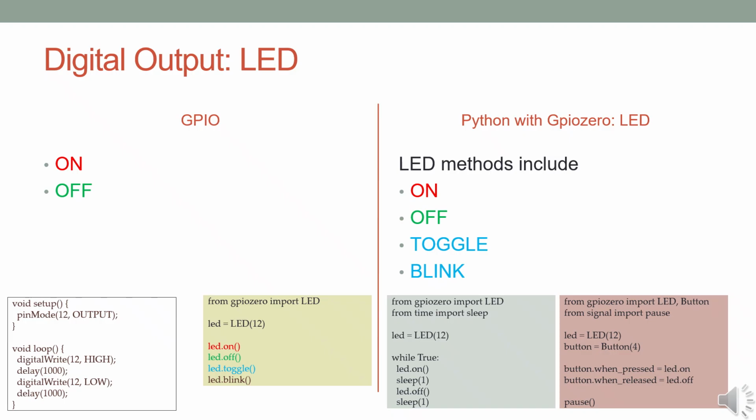In contrast, gpiozero in Python abstracts away much of the pin configuration, allowing a single object, LED12, to encapsulate all LED control methods. This makes the code more concise, readable, and faster to write, especially for beginners or rapid prototyping. The gpiozero library also provides intuitive built-in methods such as on, off, toggle, and blink. These methods eliminate the need to manually write repetitive loops for LED blinking or toggling. For example, a simple LED.blink command replaces several lines of Arduino code that manually switch states and delay between them.